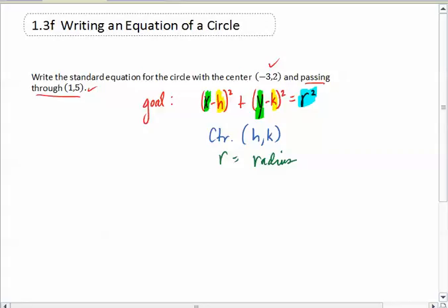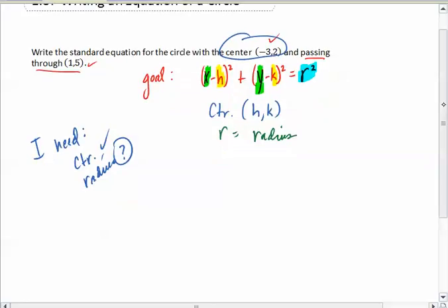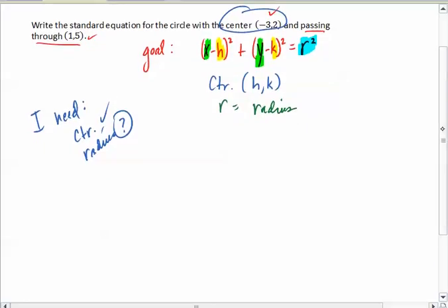Here we go. So let's look at the two things that we need. Our goal is that. Then what do I need? I need the center of the circle, and I need the radius. So those are the two things I need. Do I have those? Well, I do have the center. There it is right there. Do I have the radius? Heavens no. I don't have the radius. So the very first thing I need to go find is the radius.